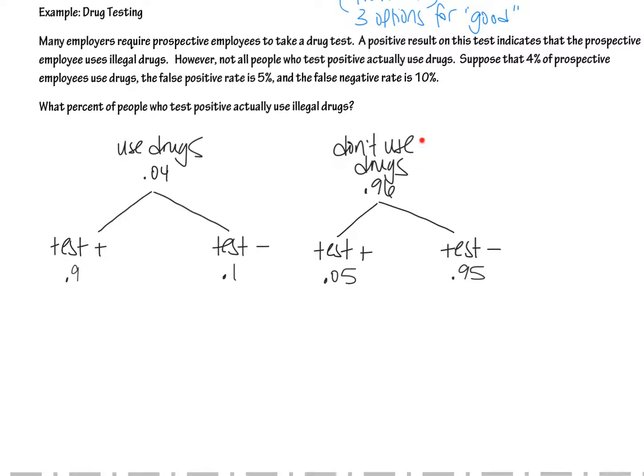That's this category here of the people that don't use drugs. 5% of them test positive. That's your false positive category. And that means that 95% of them test negative. So good for them. They had an accurate test.